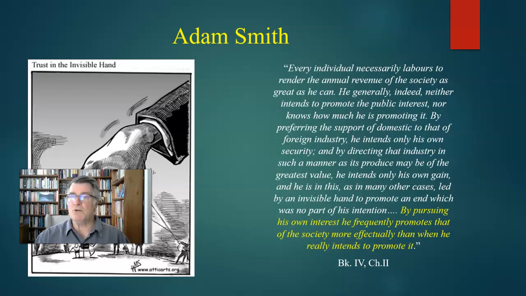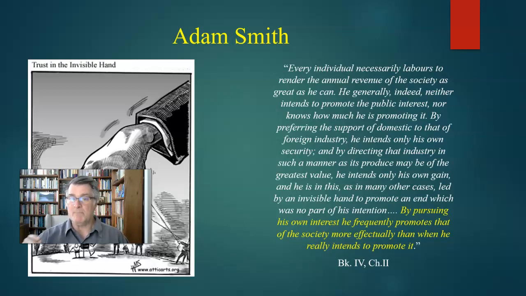So here is Smith's notion of the invisible hand, which is taking into account Hobbes's notion of self-preservation, but applying it to an economic context. And he writes it this way: every individual necessarily labors to render the annual revenue of the society as great as he can. He generally, indeed, neither intends to promote the public interest, nor knows how much he is promoting it. By preferring the support of domestic to that of foreign industry, he intends only his own security, and by directing that industry in such a manner as to produce the greatest value, he intends only his own gain, right? That notion of self-preservation. And he is in this, as in many other cases, led by an invisible hand to promote an end which was no part of his intention.